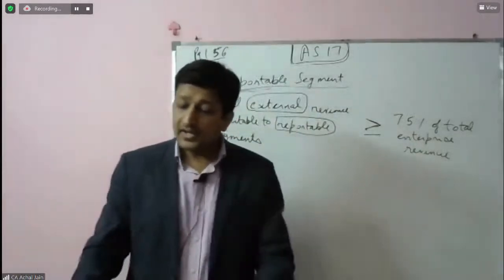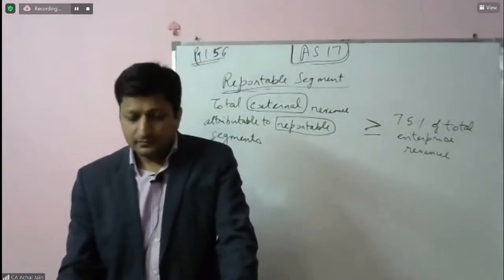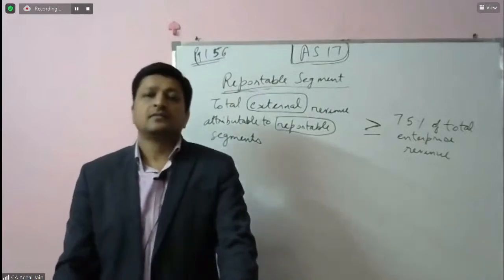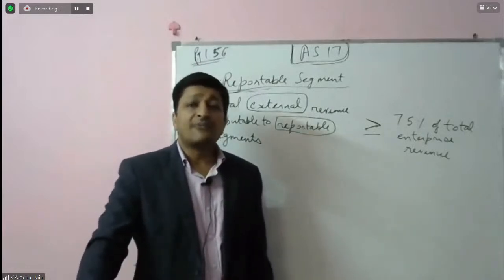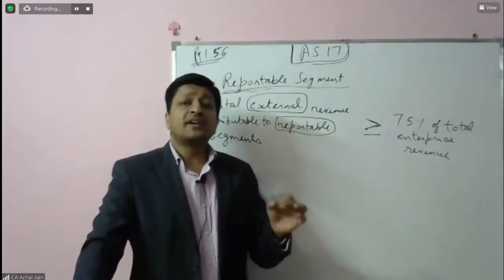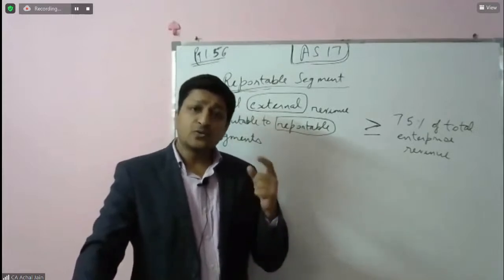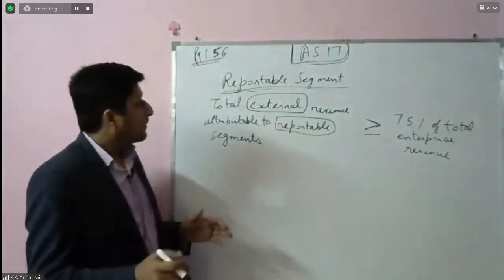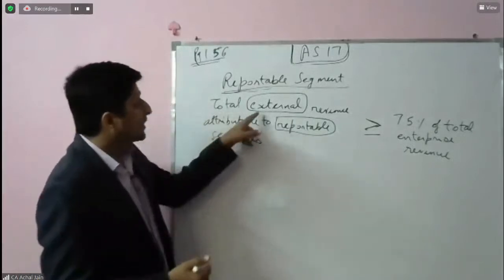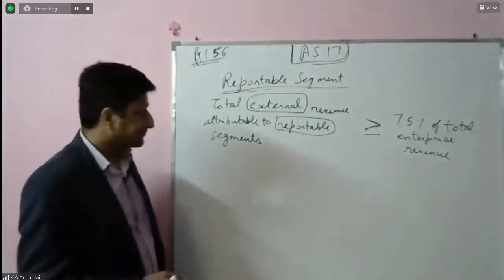Now you can say step number 3. In step number 3, after determining the reportable segments, we need to check what's the total external revenue of the reportable segments.